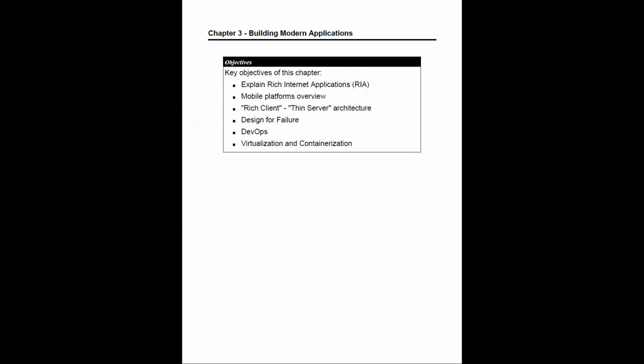Okay, so we'll take a look in a minute at building modern applications, and I think we should be able to cover most of it. It's a long chapter, but I think we've got the better part of an hour. I just need about a minute and a half to have a drink of water, so hold tight. I'll be right back.